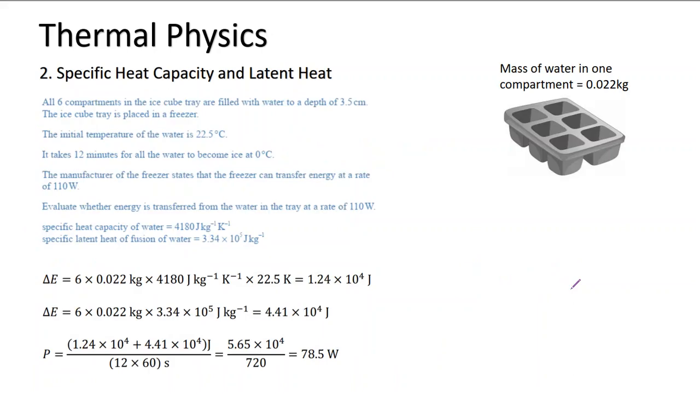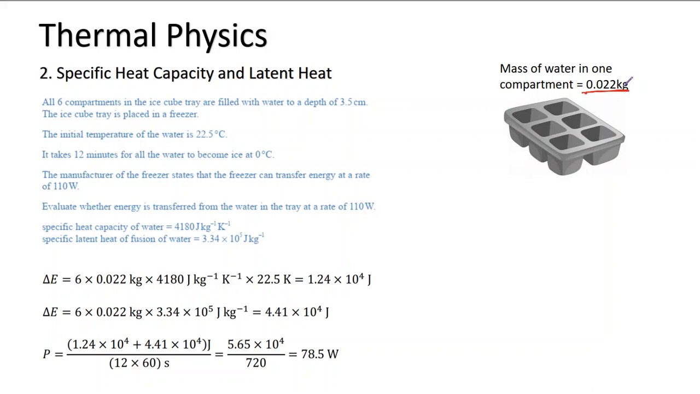Next you have specific heat capacity and latent heat. So here the question says there are 6 compartments of an ice cube box, and one compartment has a mass of 0.022 kilogram. The question says all 6 compartments in the ice cube tray are filled with water to a depth of 3.5 centimeter. The ice cube tray is placed in a freezer. The initial temperature of water is 22 degrees Celsius. It takes 12 minutes for all of the water to become ice at 0 degrees Celsius.